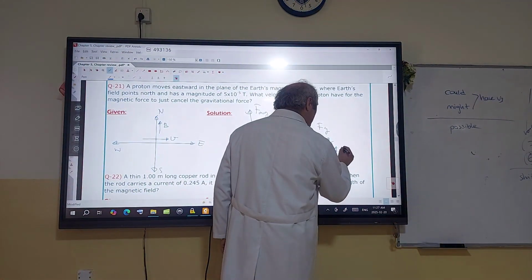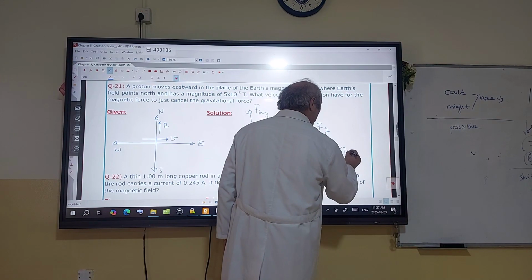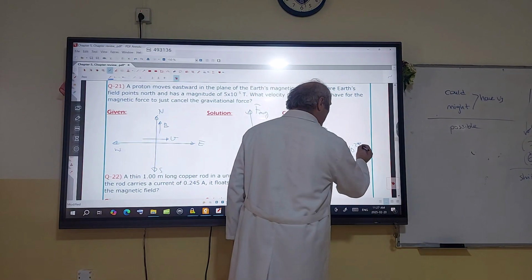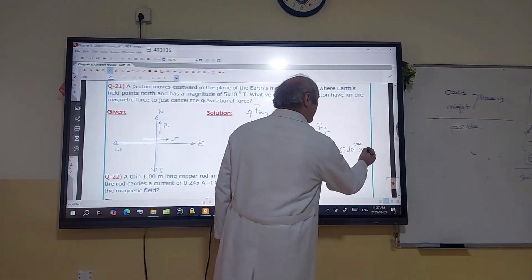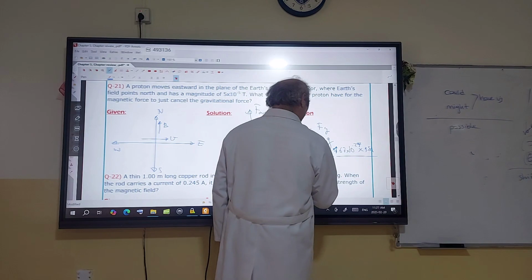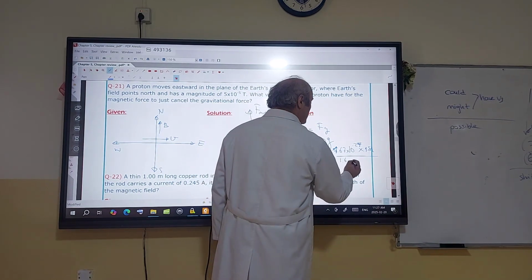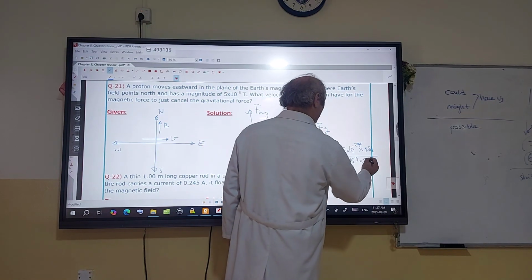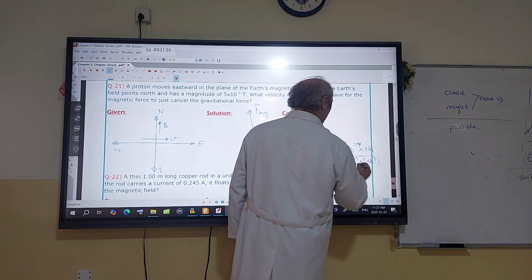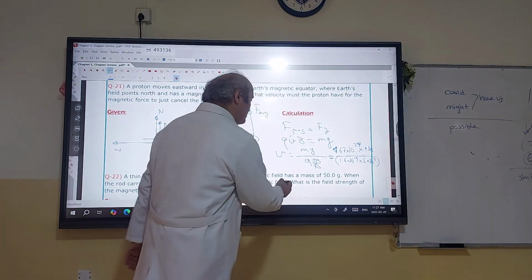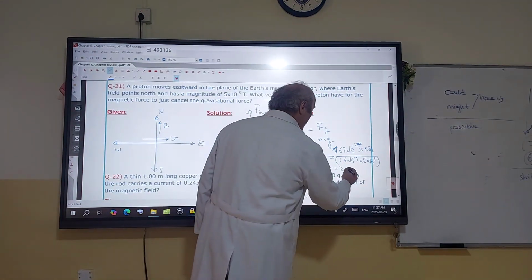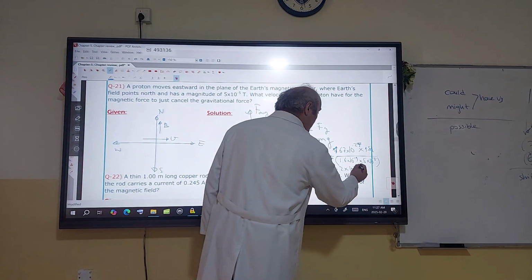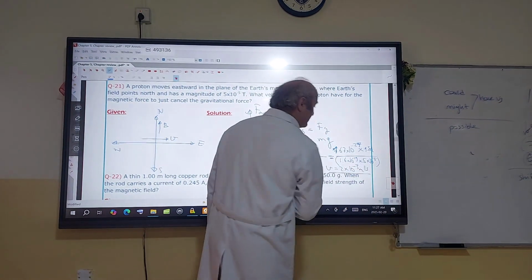1.67 times 10 to the power negative 27 times g, which is 9.81, divided by q, 1.6 times 10 to the power of negative 19, times 5 times 10 to the power negative 5. How much is the answer then? It comes to 2 times 10 to the power negative 3 meters per second.